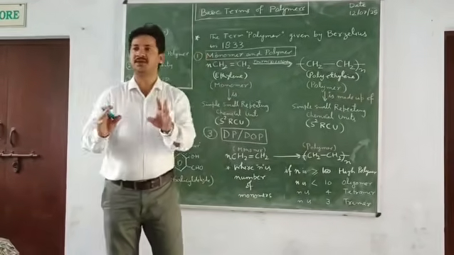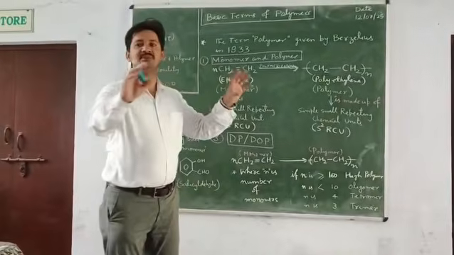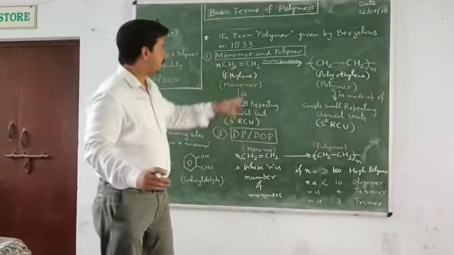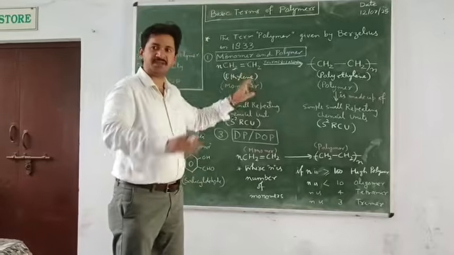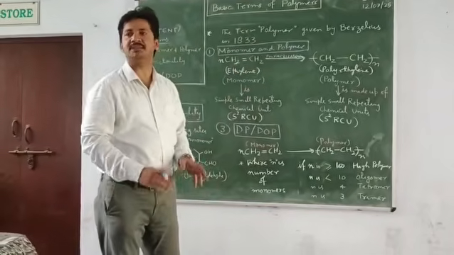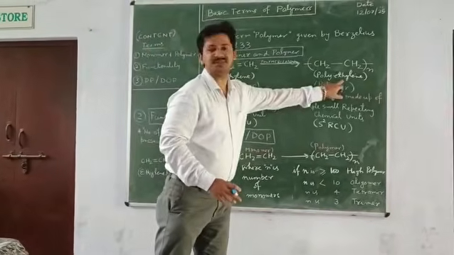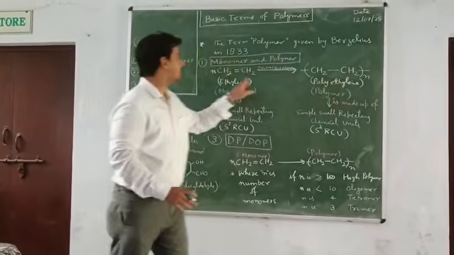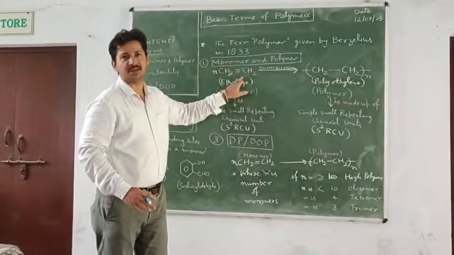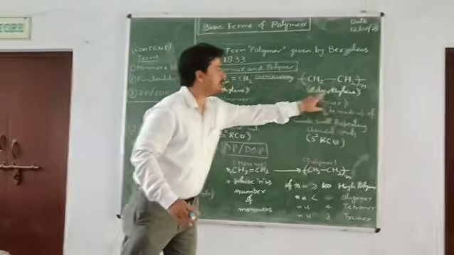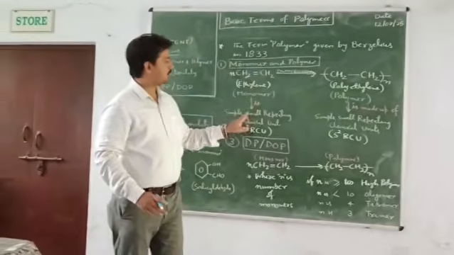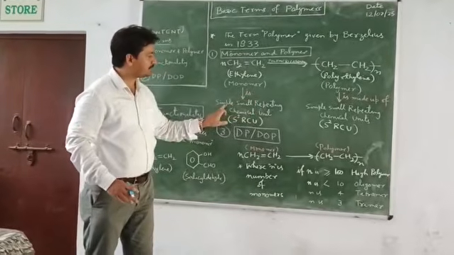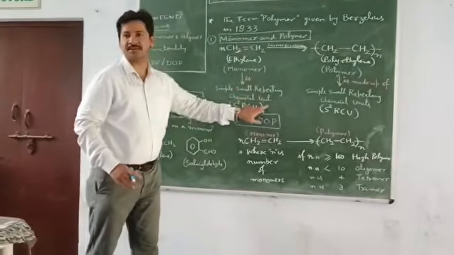Just like bricks, we know the wall is made up of bricks, and we can compare the bricks to monomers, and when the wall is completely prepared, that may be compared to polyethylene. Means the polyethylene is made up of what? Monomers. This polyethylene is made up of ethylene. What are you going to conclude? A monomer is actually a simple, small, repeating chemical unit.